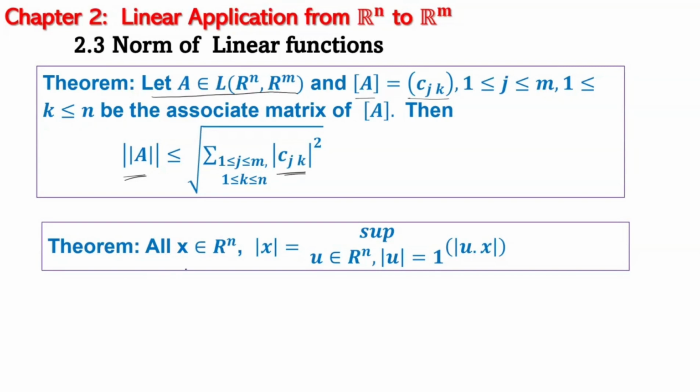Now the next theorem is that for all x belonging to Rn, the mod of x can be written as the supremum over u belonging to Rn with norm of u equal to 1 of u dot x. So for any vector u from Rn whose absolute value is 1, it can be written as the absolute value of u dot x.